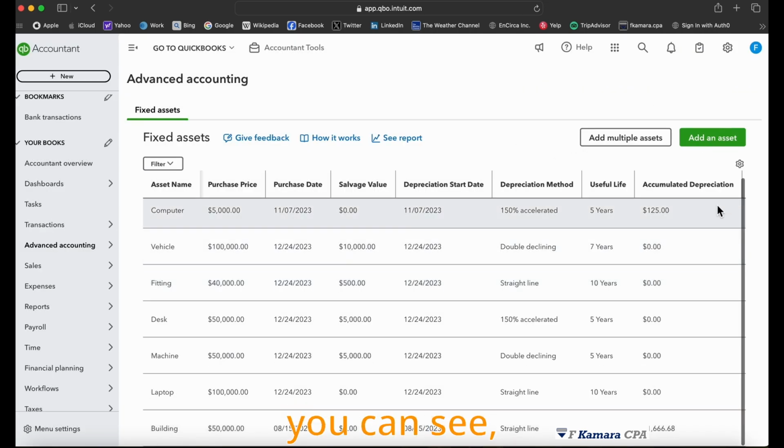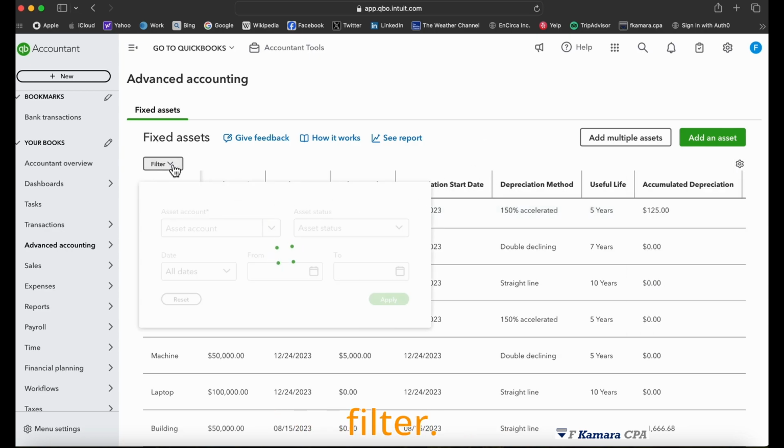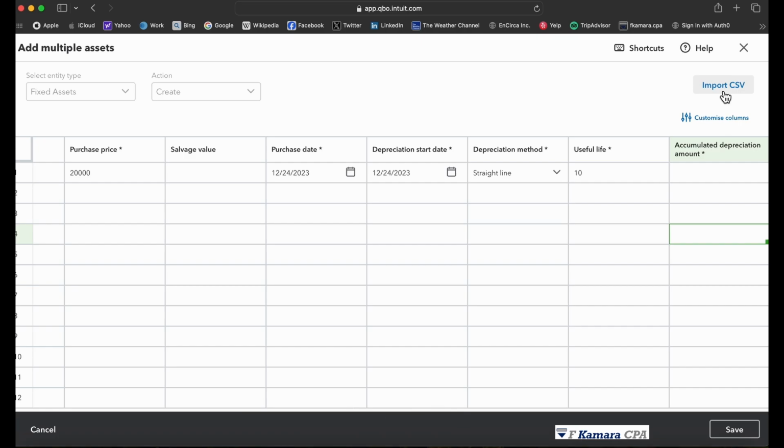If we go now, you can see if we go to the gear icon here, you have the option to show what fields or columns you want to display here. You also have the option to filter. You can filter here some information. Then you also have the option to add multiple assets. You can also import the asset schedule from CSV.